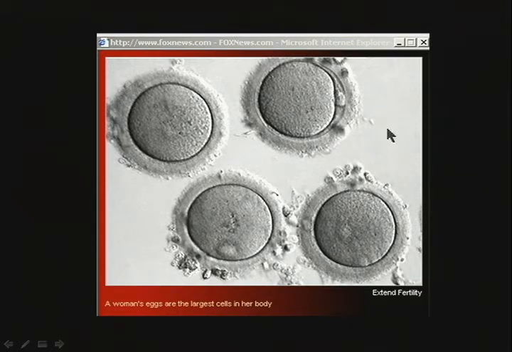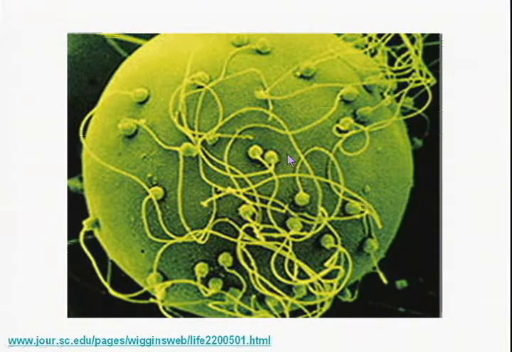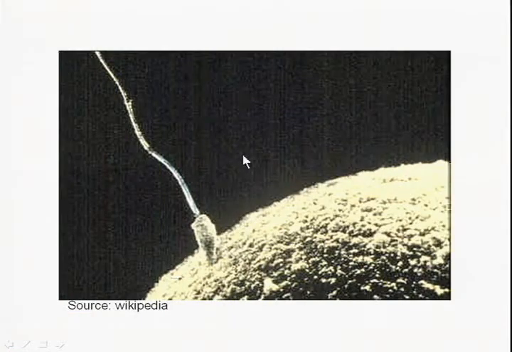These eggs are the largest cells next to the neural cells in a woman's body. Here we have huge numbers of sperm, which are bravely seeking to fertilize this huge cell, small cells with the large cells. And here you can see under a microscope as they're all trying to become the dominant sperm. Ultimately, only one is going to do it, in most cases.